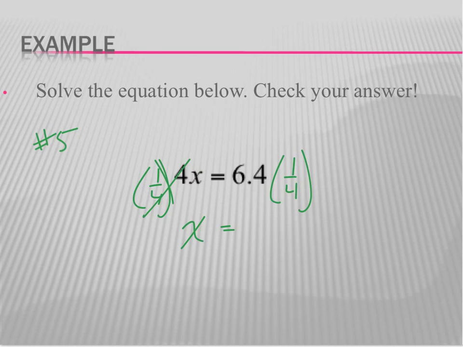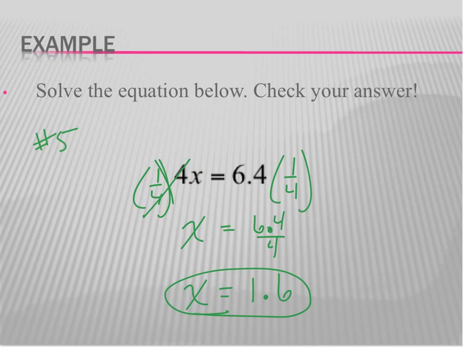6.4 times 1/4 is going to equal 6.4 over 4. Obviously, you don't want a decimal and a fraction together. So you're going to have x equals 1.6 because I divided those out. Once again, we can take that value and put it into the equation in place of the x to make sure this is a true statement. And as you can see here, it is.